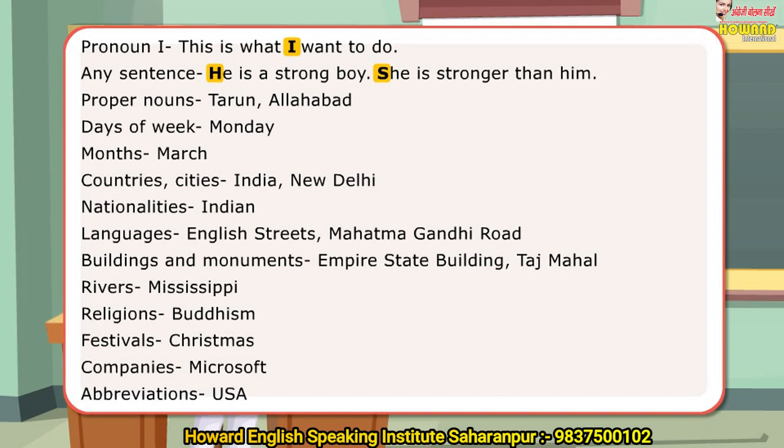Proper nouns. Tarun, Allahabad. Days of week. Monday. Months. March. Countries, cities. India, New Delhi. Nationalities. Indian. Languages, English. Streets, Mahatma Gandhi Road.